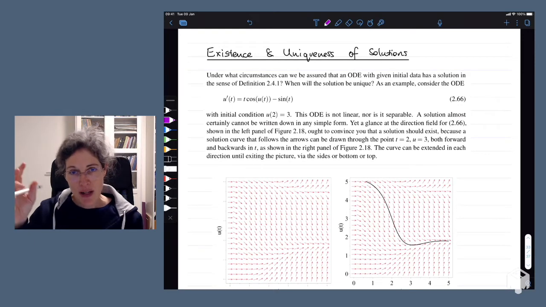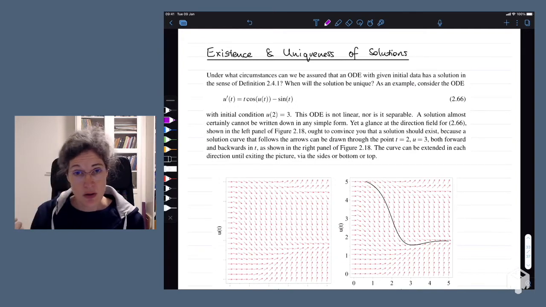Okay, so now we've defined what it means to be a solution. But the question you might want to ask is, if I hand you a differential equation, how do you know that you can find a solution? And if you can find a solution, how do you know if that solution is unique or if there might be many solutions?